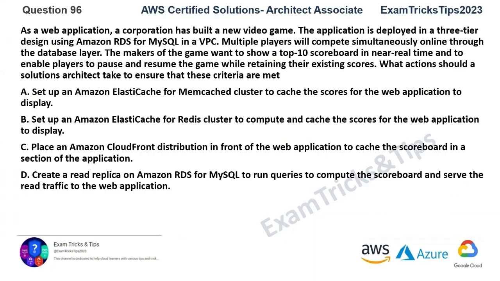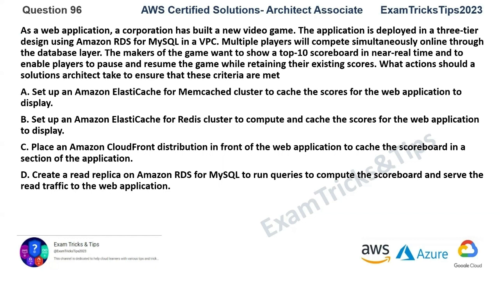As a web application, a corporation has built a new video game. The application is deployed in a 3-tier design using Amazon RDS for MySQL in a VPC. Multiple players will compete simultaneously online through the database layer. The makers of the game want to show a top 10 scoreboard in near real time and to enable players to pause and resume the game while retaining their existing scores. What action should a solution architect take to ensure that these criteria are met?